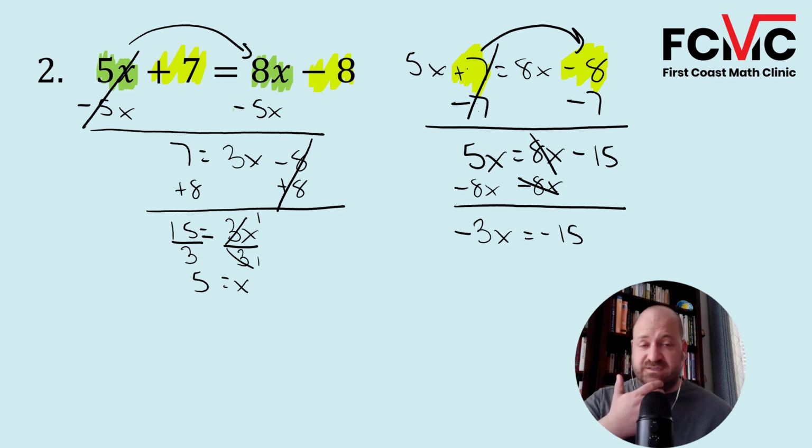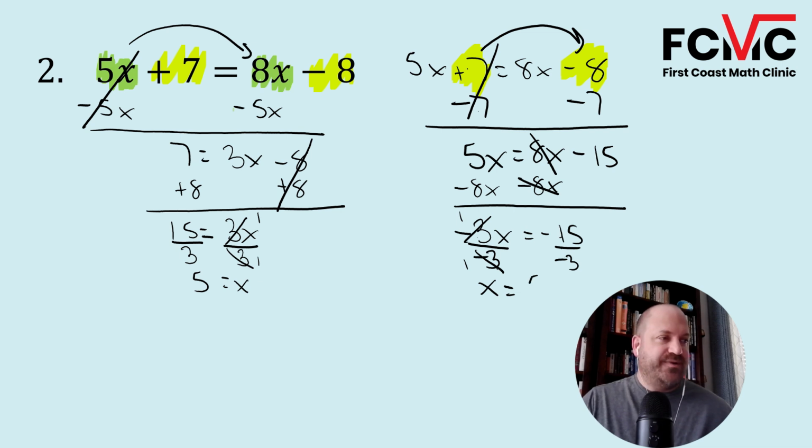Remember to keep our signs with our terms here. So now I want to undo this multiplication. We're multiplying negative 3 and x. Let's undo that by dividing by negative 3, dividing by negative 3. Negative 3 divided by negative 3 is just 1, so we don't need the 1 there. Negative 15 divided by negative 3 is going to give us a positive 5.